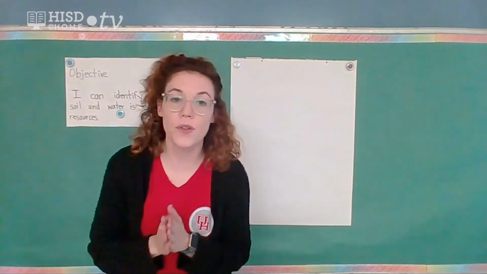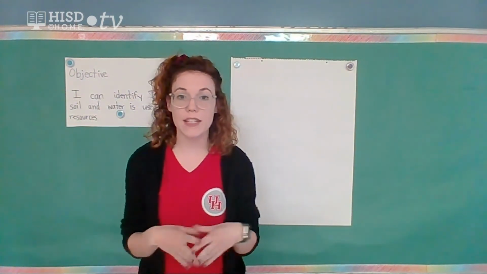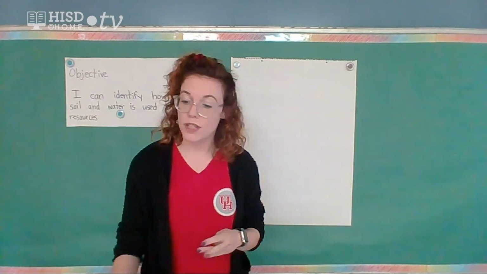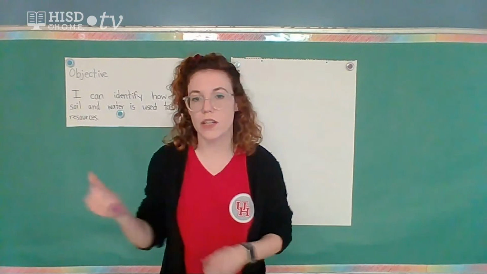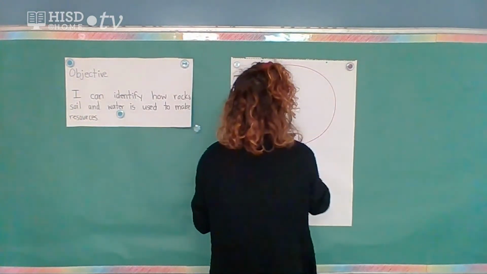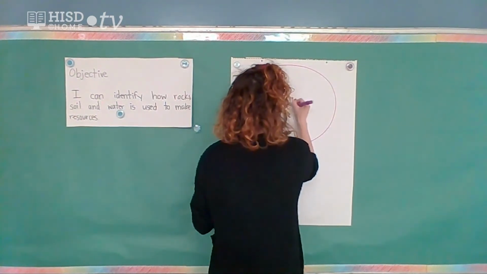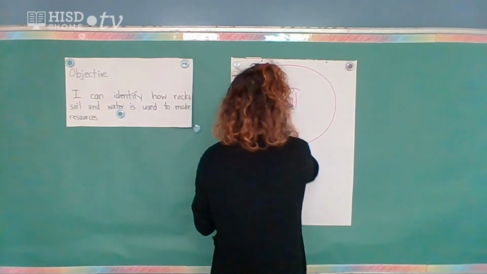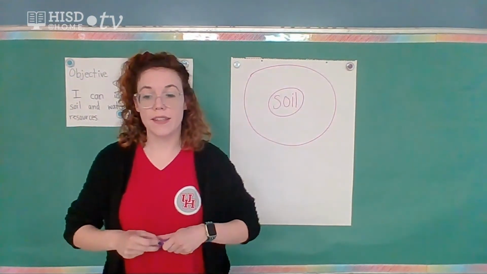All right, now let's turn to a new page in our notebook, and we're going to write like what we just did for rocks with soil. We're going to draw a small circle with a big circle over it and soil in the small circle. Giving you 30 seconds to write this.